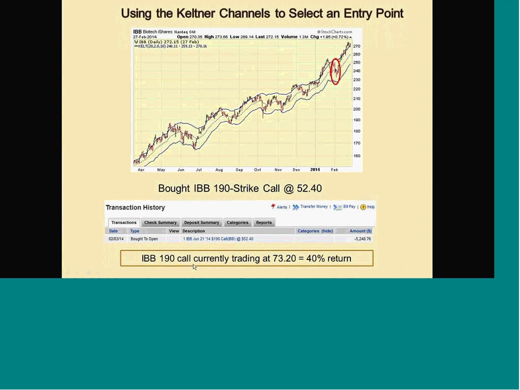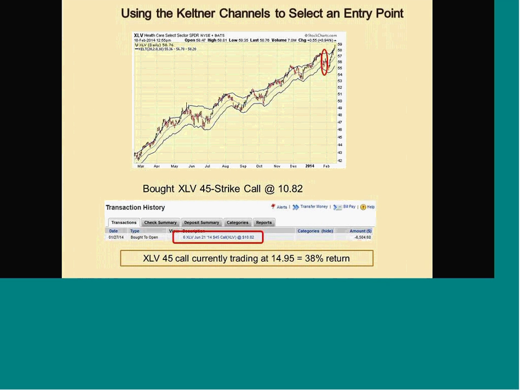Here's another example. This is the healthcare sector ETF, symbol XLV, and on January 27th, it tipped down towards that lower Keltner channel. I already owned the ETF, already had options, but I added to my positions when it sold off here, and again, this turned into a profitable trade because I was able to get a lower risk entry. So I bought the 45 strike calls at 10.82. They're trading at 14.95, so I got about a 38% return on this option. And here's one more. This is the Europe Small Cap Dividend Fund, symbol DFE.